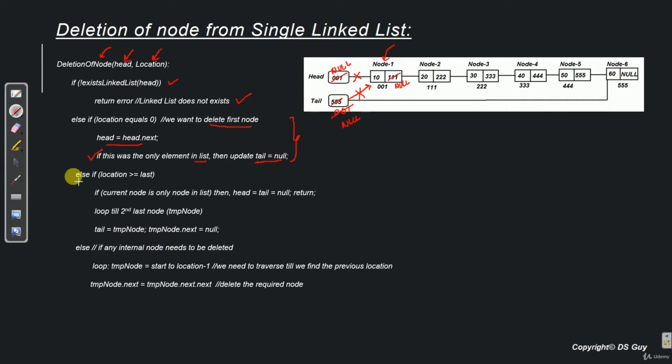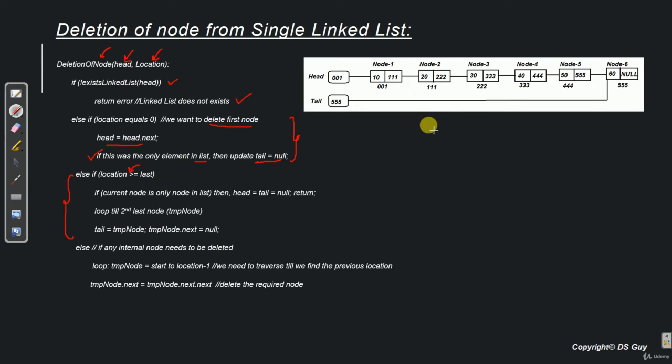Now let's say the location that the user has given is greater than or equal to last. That means we want to delete the last element. Now you might be wondering why we have taken greater than or equal to. We should have ideally taken location equals last. Greater than we have taken just for extra convenience, so that in case the user gives a location which is bigger than the size of the list, we still assume that the user wants to delete the last location.